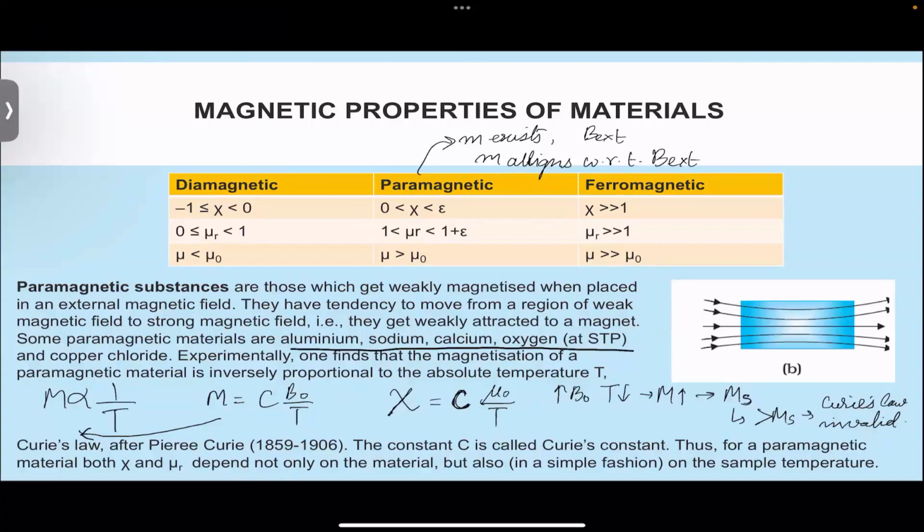Okay, so these do get magnetized, whereas with diamagnetic minerals it's very difficult to magnetize them. Paramagnetic minerals get weakly magnetized when they are placed in an external magnetic field, and usually they move from a region of weak magnetic field to a stronger magnetic field. That is why they get attracted to a magnet, but the attraction is very weak compared to what we will see for the ferromagnetic one.